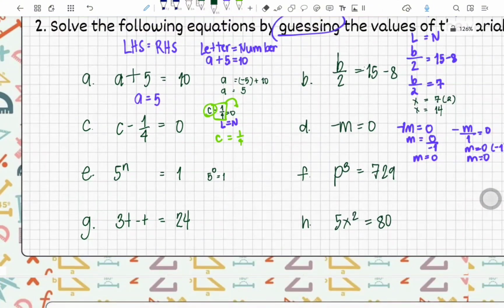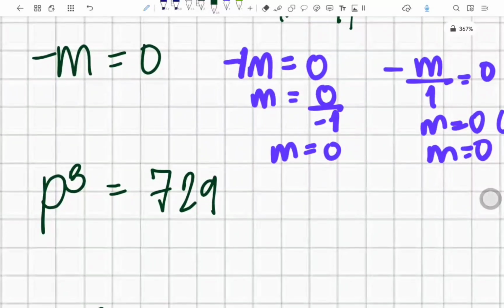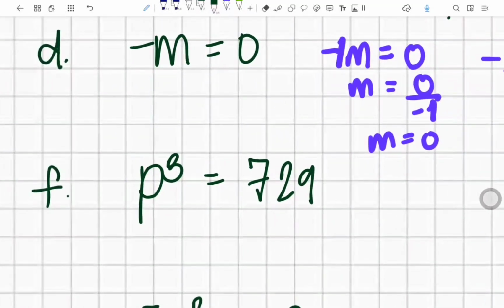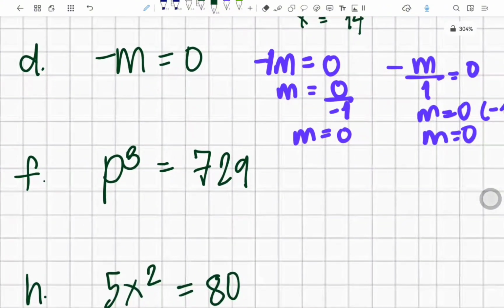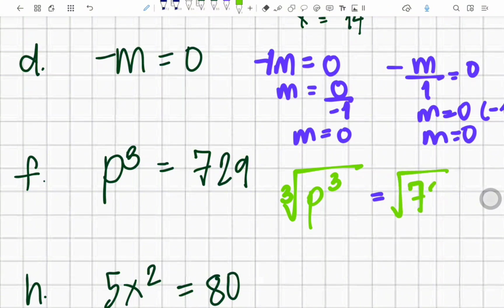Let's go to letter F. In letter F, we have to answer P power 3 is equal to 729. What is letter P? We can answer that by getting the cube root, okay? Why cube root? Because this is power 3. So this will be cube root of P power 3 is equal to the cube root of 729.